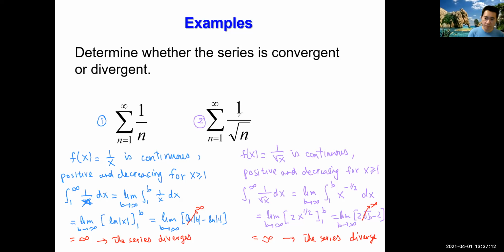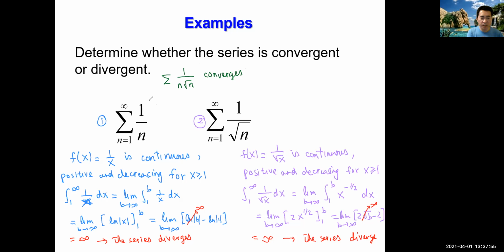Now let's observe the patterns here. Look at these two examples. We have 1 over n, 1 over n, and in these two cases the series diverges. If you recall the last example we did, the series 1 over n root n in the previous slide, that series turned out to be a convergent series. It converges.